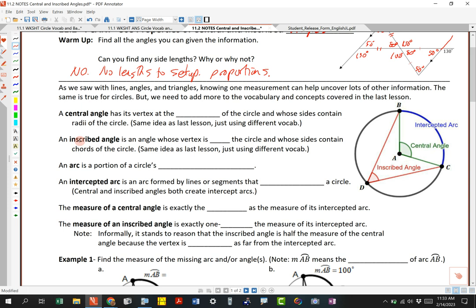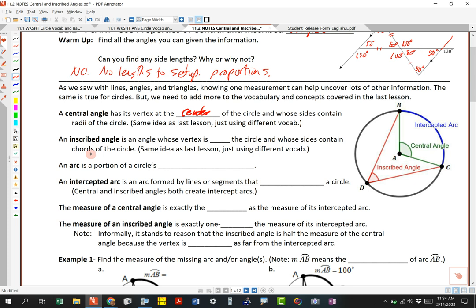So we're going to talk about central angles for a second. We're going to describe these a little bit differently than we did before. So here's a central angle. It has a vertex at the center of the circle. That's why we call it a central angle. And whose sides contain radii. So technically speaking, on this diagram right here, this is a radius, which is just a chord, and this is a radius, which is just a chord. If that happened to be a line that extended past the edge, it's still a central angle. It doesn't have to be just a radius, but it has to contain a radius.